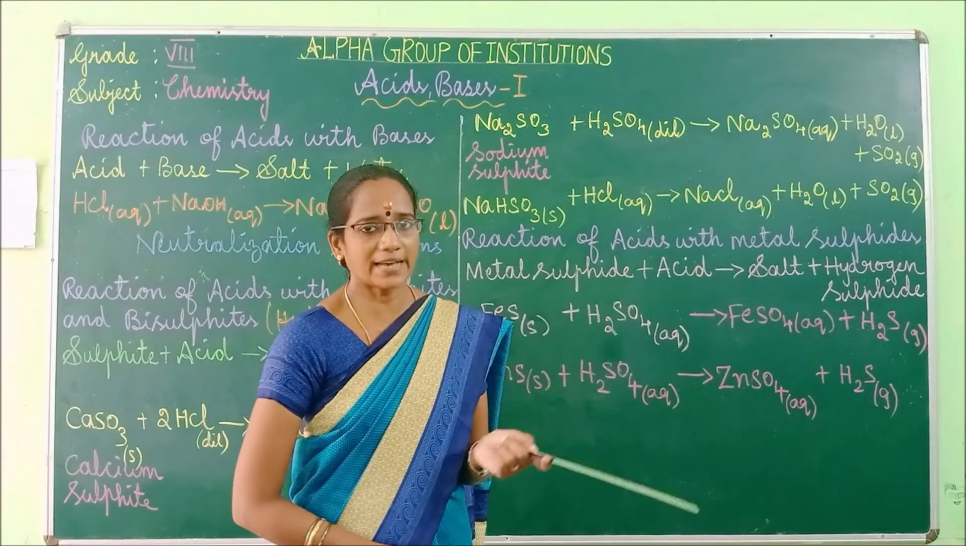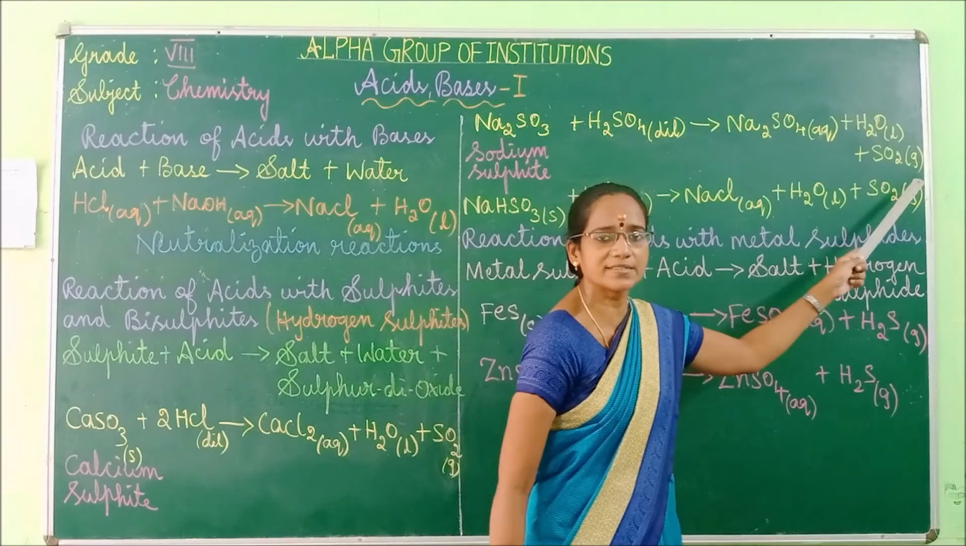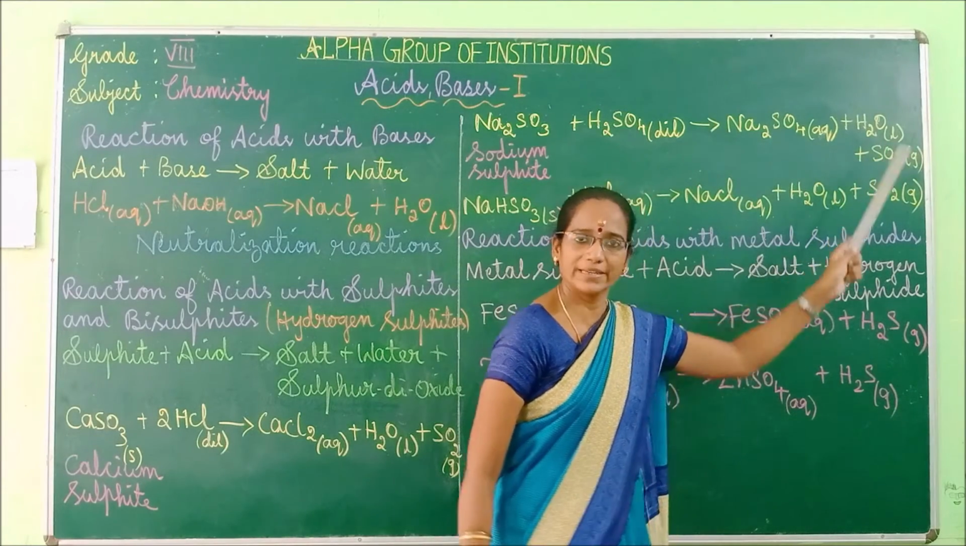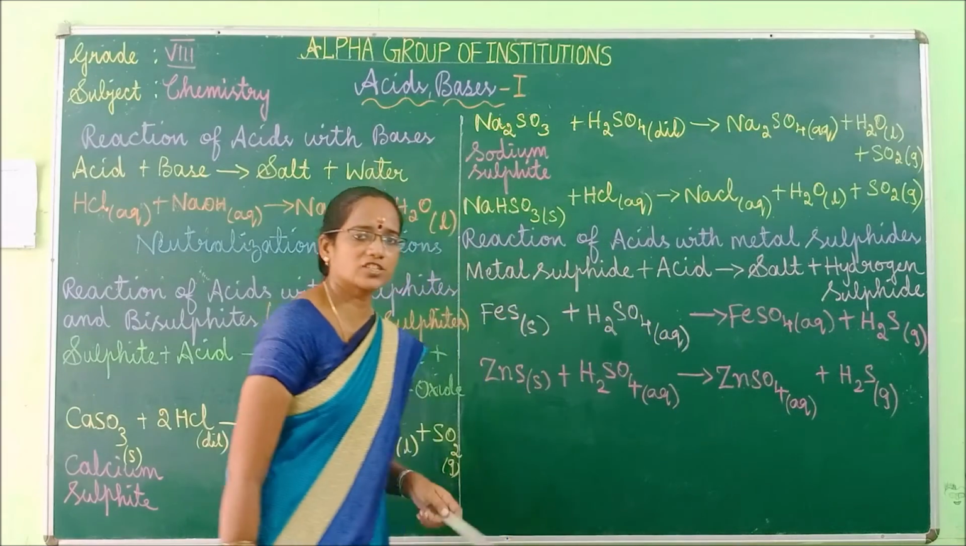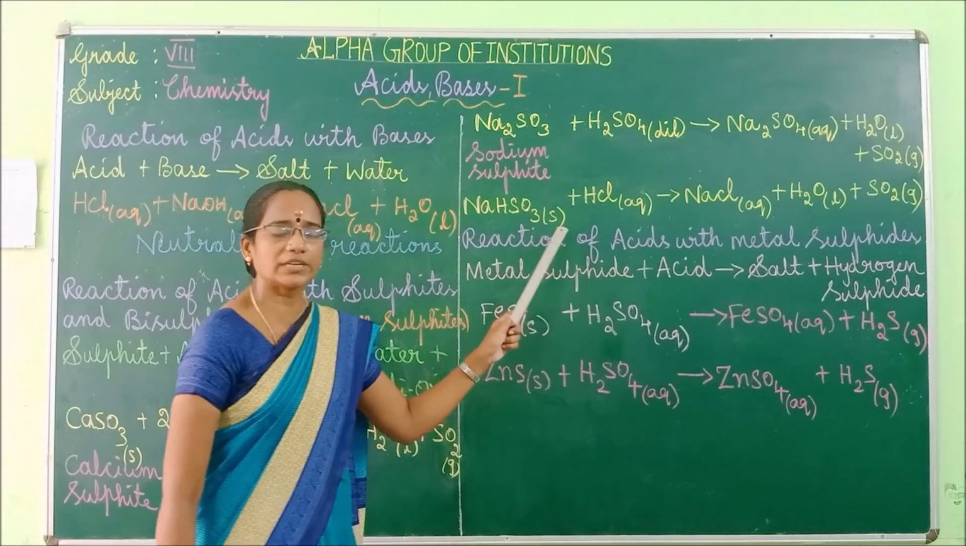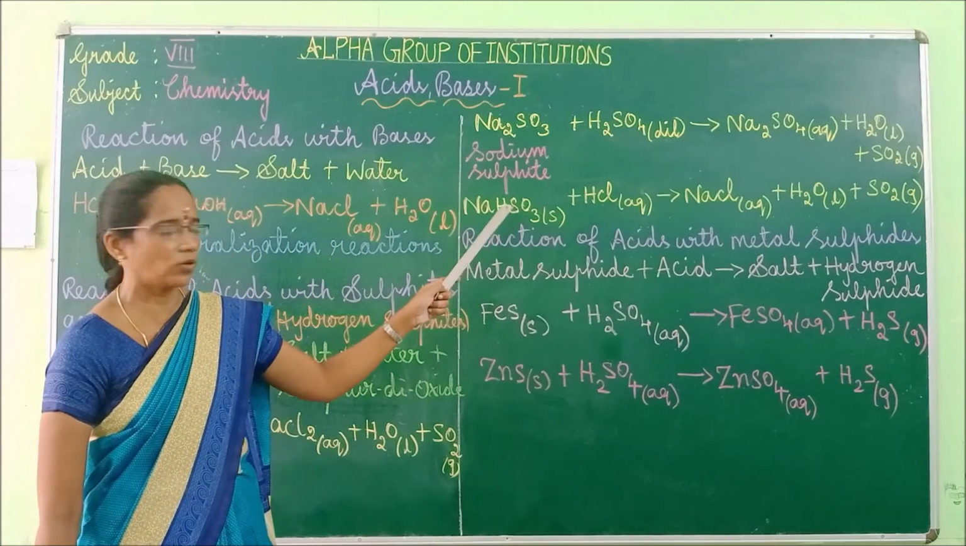SO2 is a gas, so you have to mention the physical state as G, whereas water is a liquid, so you have to put L inside the bracket. Got it? Right. So the next one is NaHSO3, sodium bisulfite.